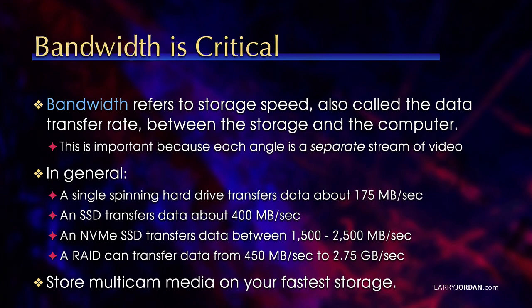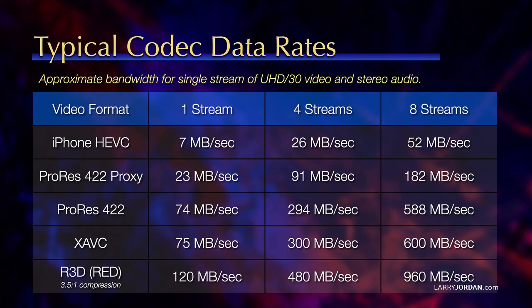It's important that you always store your multicam media on your fastest storage. And here's why. If we look at video that's UHD, that's 4K, 30 frames a second, video with stereo audio shot on an iPhone using HEVC, which is the smallest file size we can create, it's about 7 megabytes a second. ProRes 422 proxy is 23 megabytes a second. ProRes 422 is 74 megabytes per second. If we look down at RED, 120 megabytes per second.